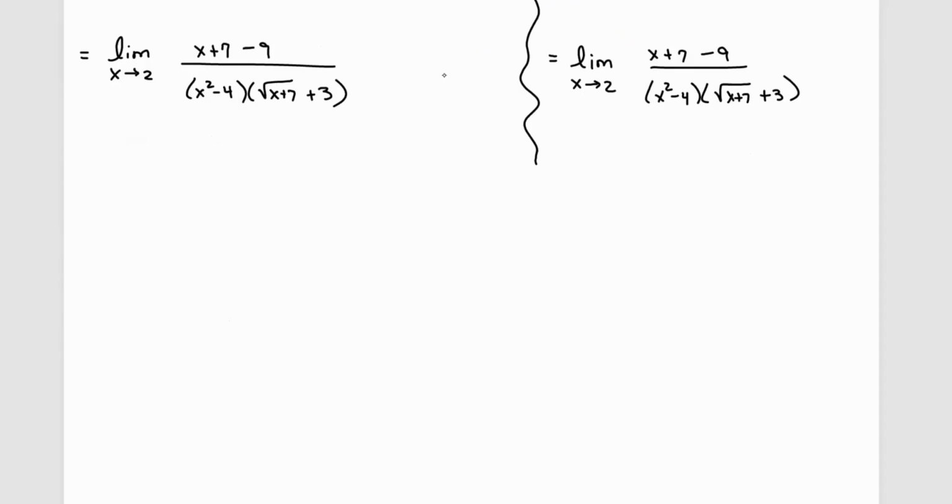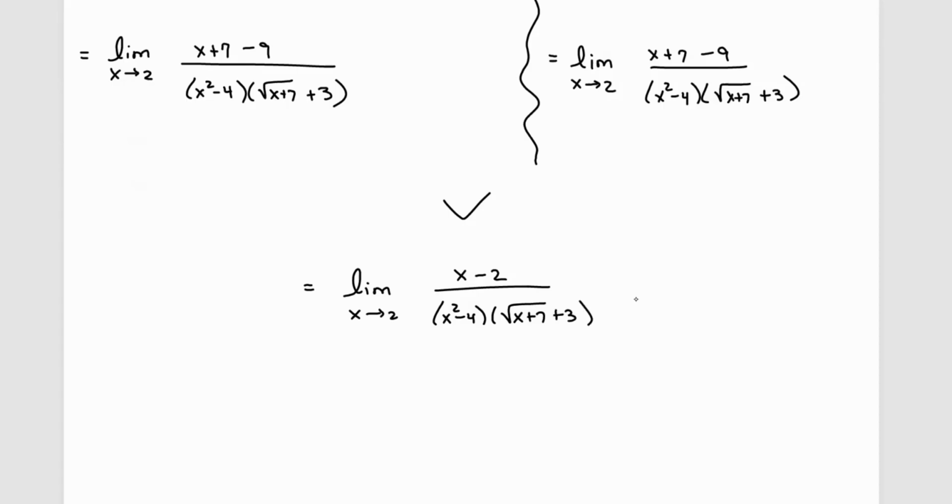Okay, so notice now in this last step, we have met up in the same spot, whether we write out the foiling or whether we use the trick, it doesn't matter. So let's merge them together now and just see where we're at. So we have the limit as x approaches 2. I have an x plus 7 minus 9, so that's x minus 2 in the top. And then I have an x squared minus 4 times the square root of x plus 7 plus 3.